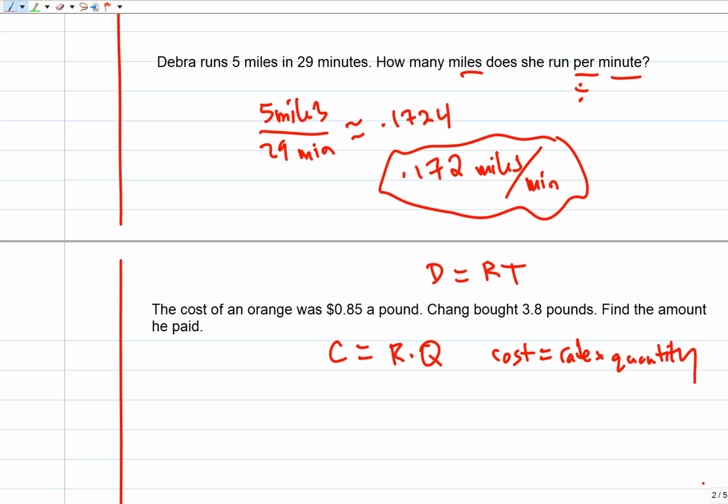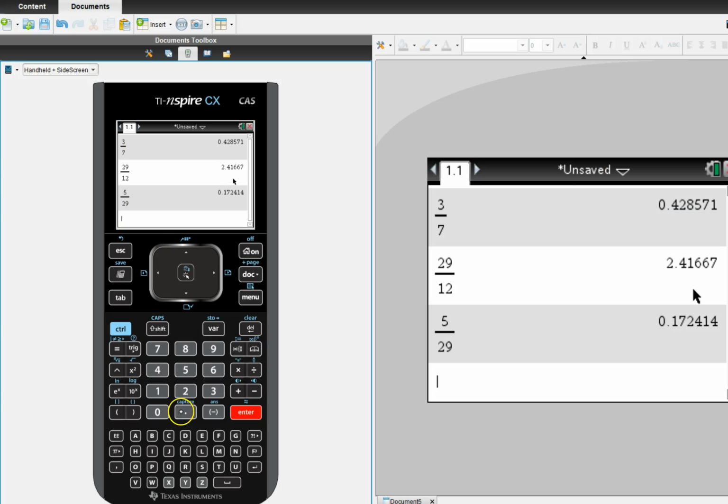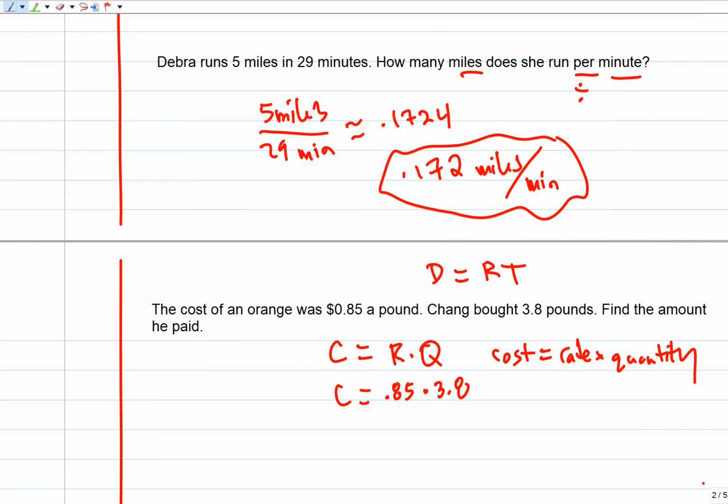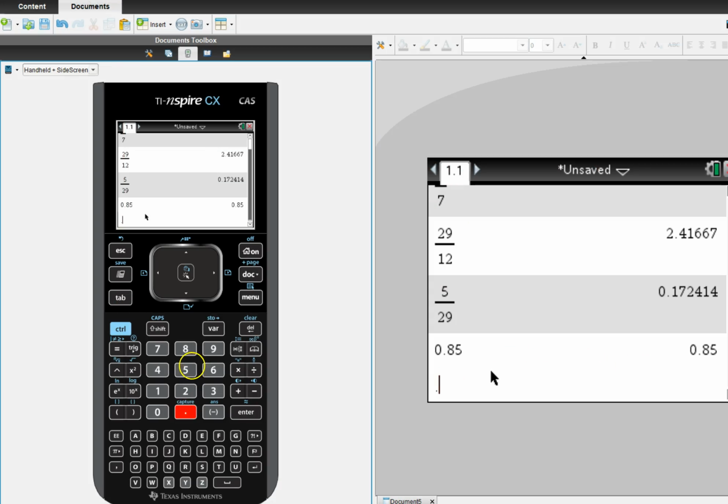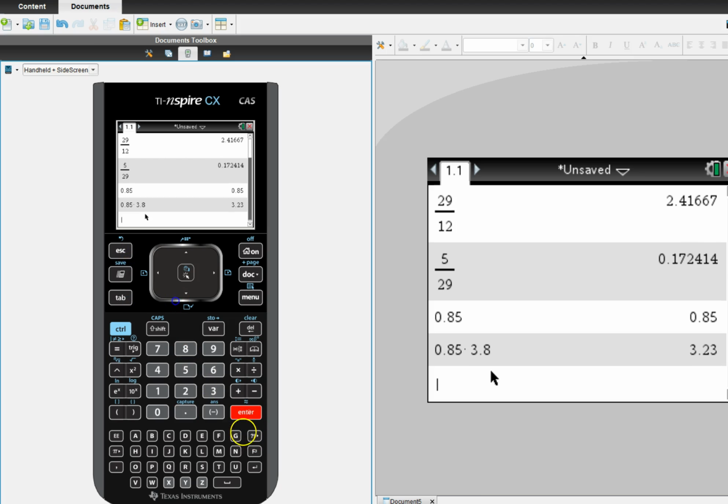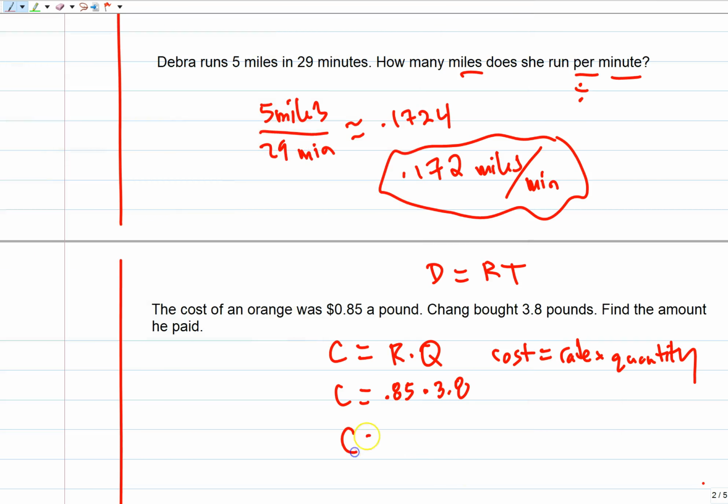It's just a new version of d = rt, but it's still the same idea. So the cost we don't know. We know the rate is what? 85 cents per pound times we bought 3.8 pounds, and that will give us the cost. So 0.85 times, what did we get? Was it 3.8? $3.23.